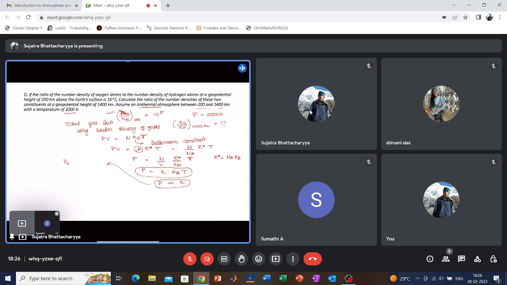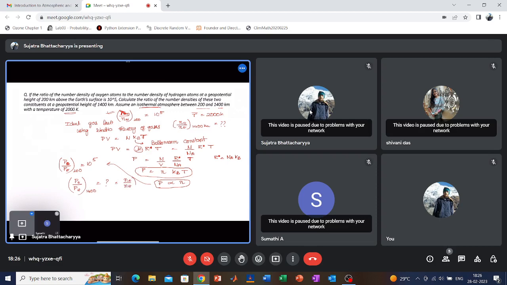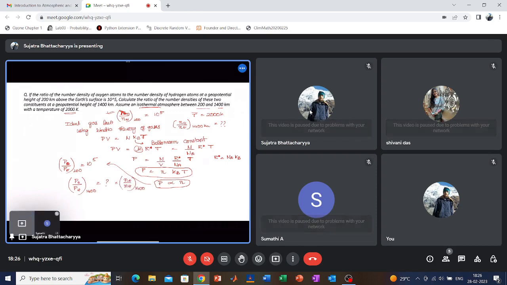So it will be P of oxygen to P of hydrogen at 200, which is nothing but 10 to the power 5 because it's a ratio. And what we need to find out is PO by PH at 1400, because that will be nothing but equal to N of O by N of H at 1400. So this is the first step.